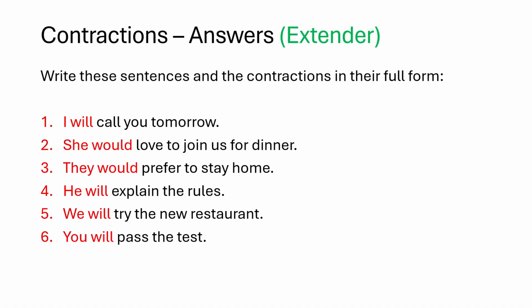Check your answers. 1. I will call you tomorrow. The contraction I'll in its full form is I will. 2. She would love to join us for dinner. The contraction she'd in its full form is she would. 3. They would prefer to stay home. The contraction they'd in its full form is they would.